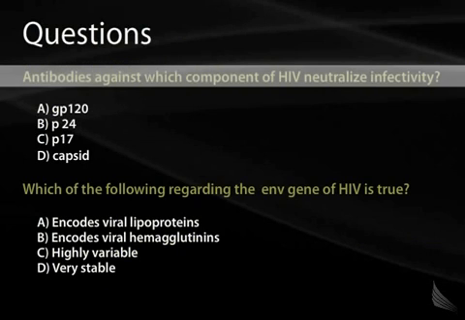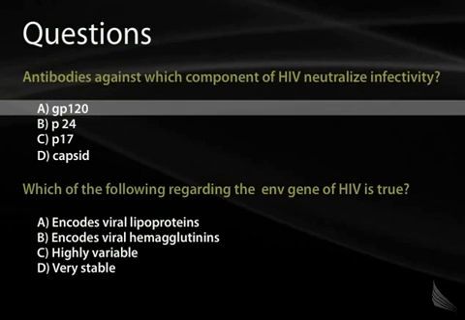Questions. Antibodies against which component of HIV neutralize infectivity? So if we're going to neutralize infectivity, we've got to get antibodies against a cell surface protein. This is not going to be P24 or P17 or capsid. Those are all inside the envelope. But GP120 is a cell surface marker. So if you've got antibodies to that, you're protected.